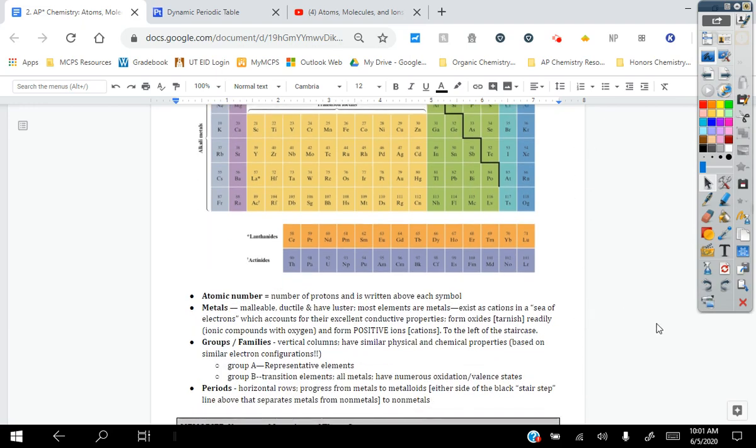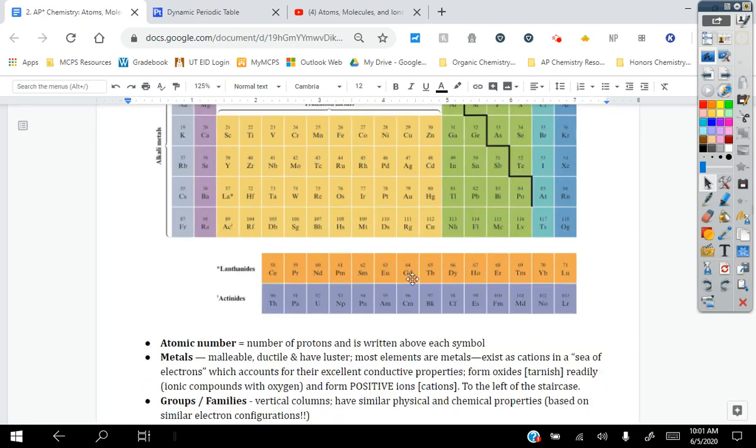In our previous lesson, we mentioned atomic number when we were talking about the atomic structure of things. It represents our number of protons, and it's written above the symbol in the periodic table. And I'm going to zoom in a little bit more so you can see. As we stated, metals, specifically some of their properties, they're malleable, ductile, and have luster. Most elements are metals, and metals primarily exist as cations or positive ions in a sea of electrons.